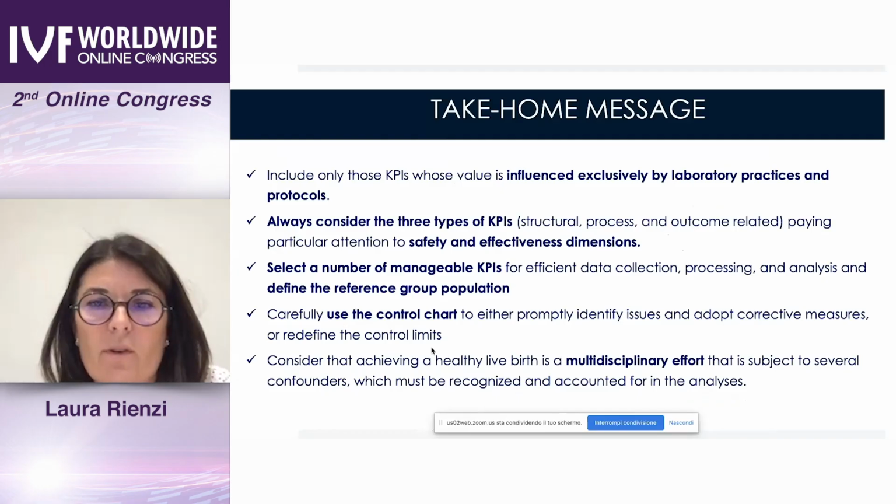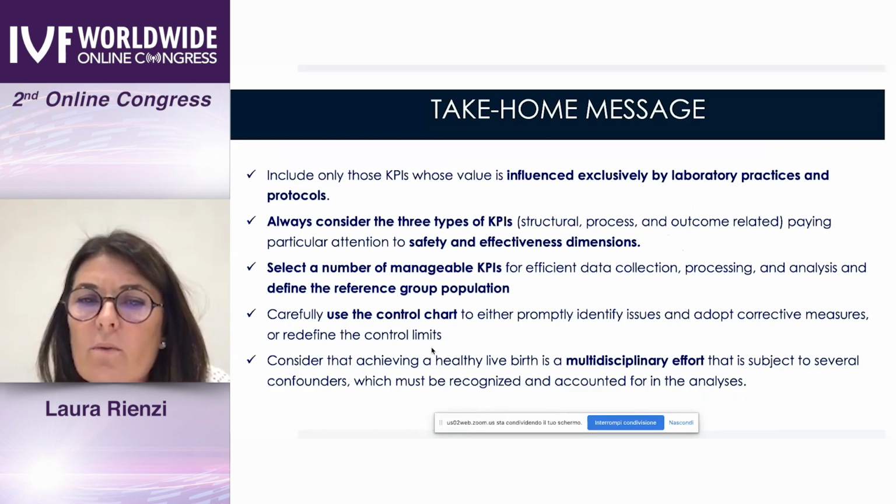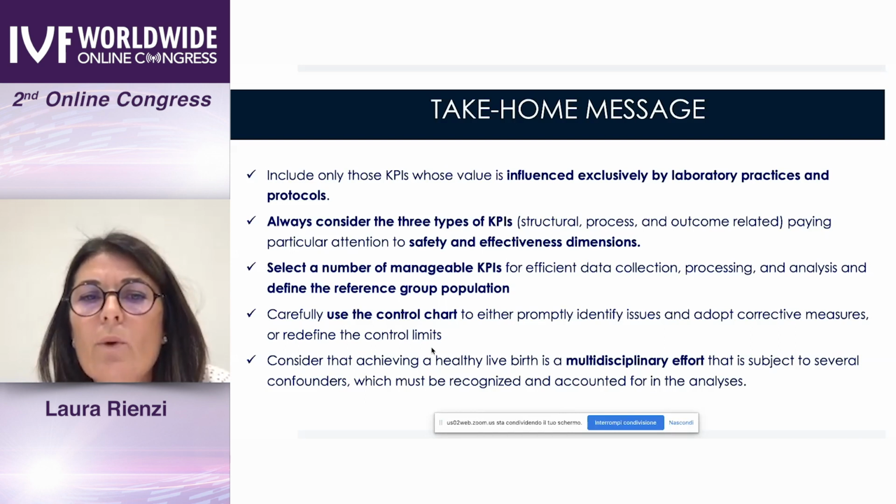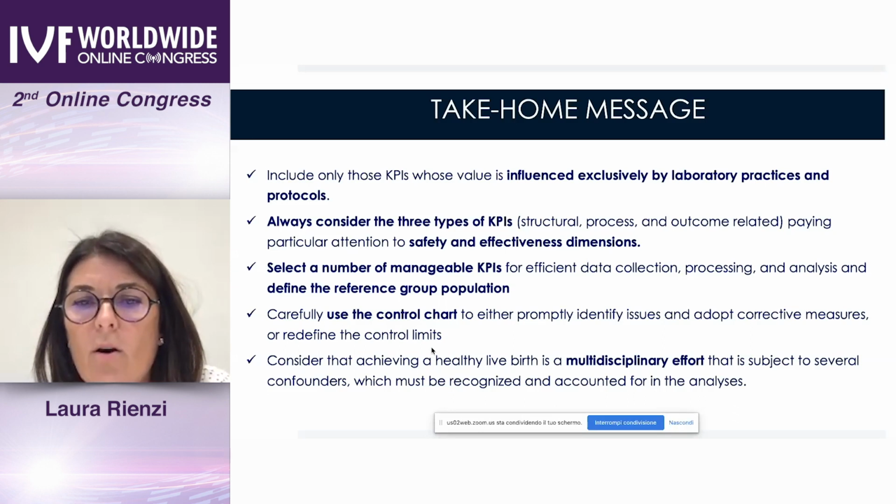My take-home messages are that when you want to assess the quality of your lab, you have to find some KPIs that are exclusively related to the laboratory practice and protocols. This is the first step in assessing the quality of a lab. And we have to consider three types of area, which is the structure, the process, and the outcome. Not only the outcome are not always reflecting the total quality of the procedure, so we have to pay attention also to safety and not only to efficiency or effectiveness.